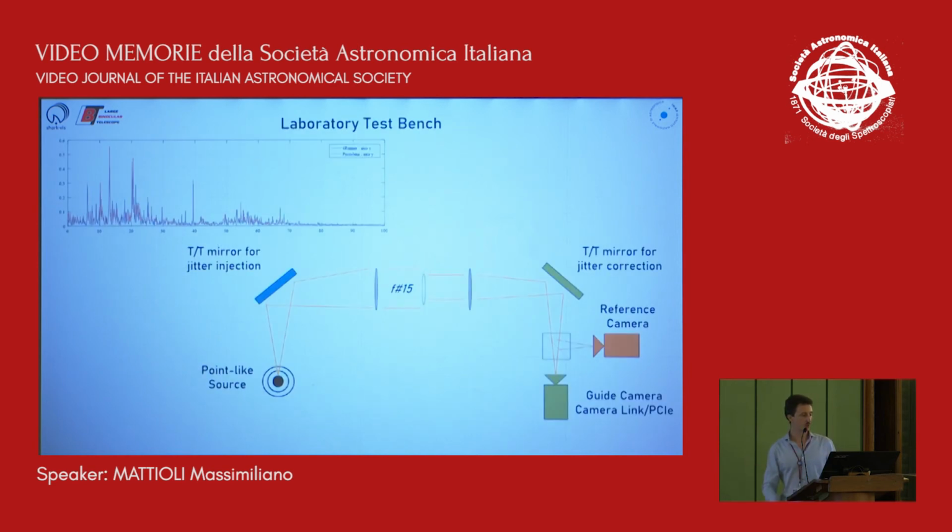This is our laboratory test bench scheme. We injected with the tip tilt mirror the same jitter that we have measured. We plotted it just to show that they are basically the same. This is the spectrum, and we also use a guide camera, which is an Andor Zyla camera link connected via PCI Express to a standard computer, and a reference camera to acquire the long exposure PSF.